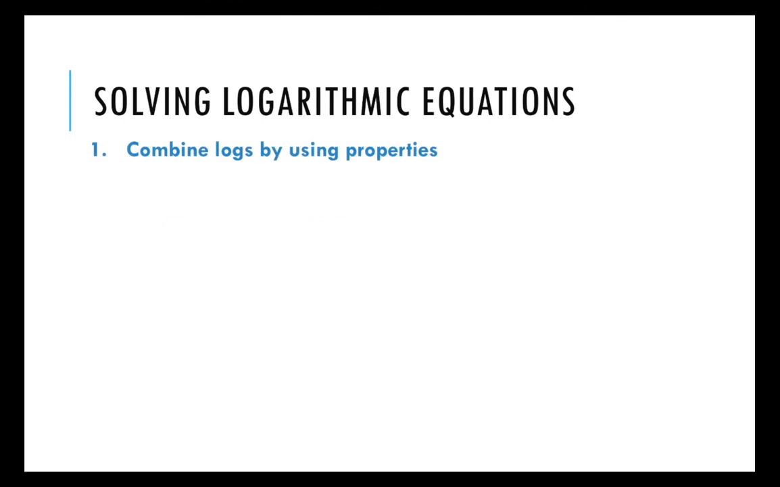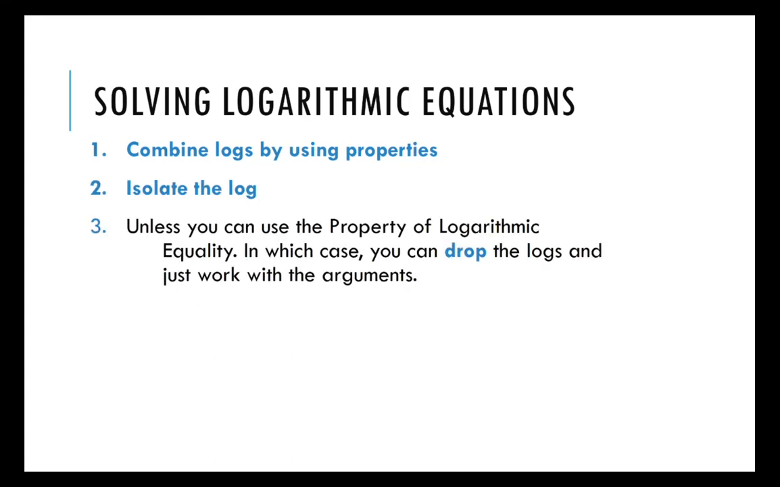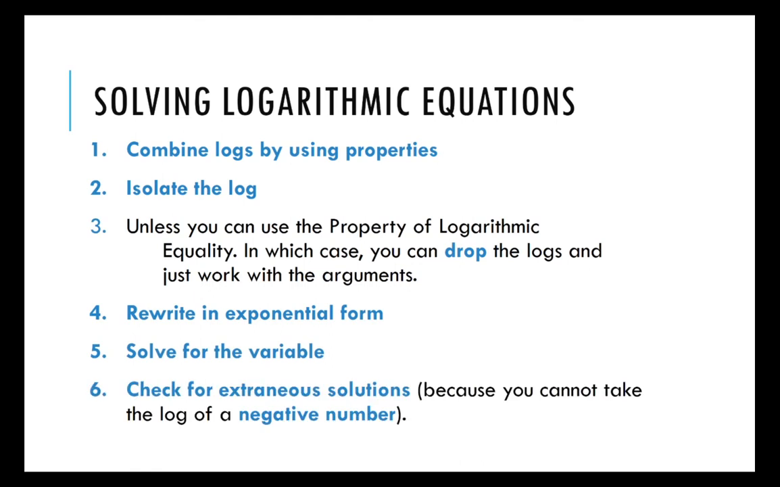Well, first we're going to combine logs by using the logarithmic properties that we just showed. Then we want to isolate the log. Then, unless you can use the property of logarithmic equality, in which case you can drop the logs and just work on the arguments, otherwise you're going to rewrite the equation using the definition, or in exponential form. Then we need to solve for the variable regardless of whichever property we use. Finally, you need to check for extraneous solutions.